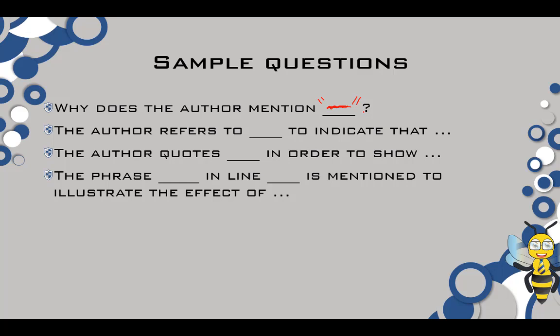So the questions could be like, why does the author mention something? The author refers to something to indicate that. The author quotes something in order to show, or the phrase in line something is mentioned to illustrate the effect of. So they are giving you exactly the same phrase that was mentioned in the reading, but the answer is going to be the purpose of using that phrase in the paragraph.